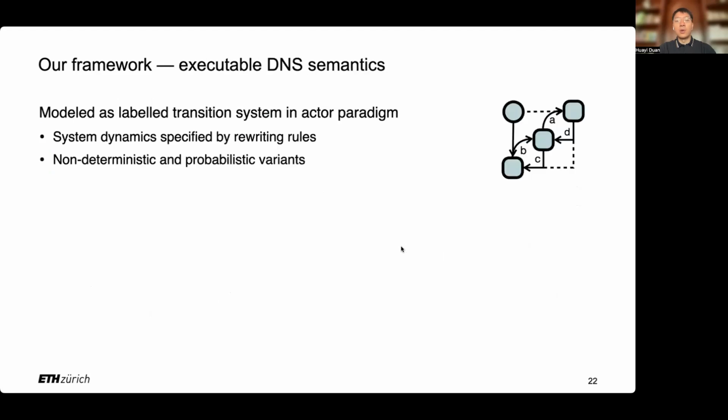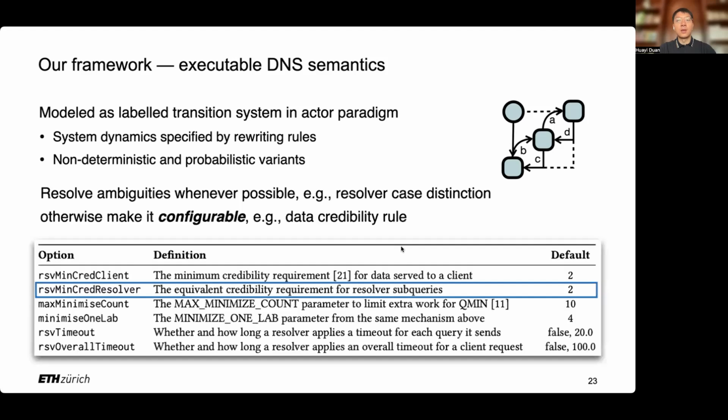From a very high level, we model DNS as a labeled transition system, where different actors maintain their local state and act upon messages exchanged between each other. A system state consists of all actors and messages, and the system dynamics is specified by a set of rewriting rules. Our model has two variants for different types of formal analysis, which will be discussed shortly.